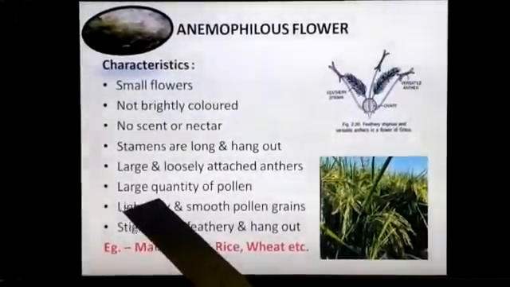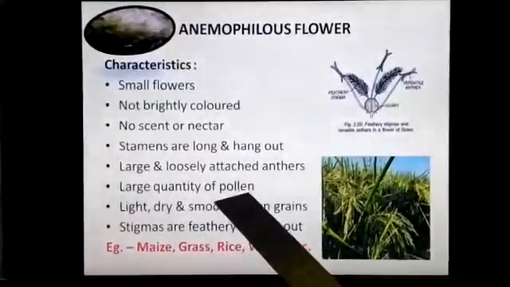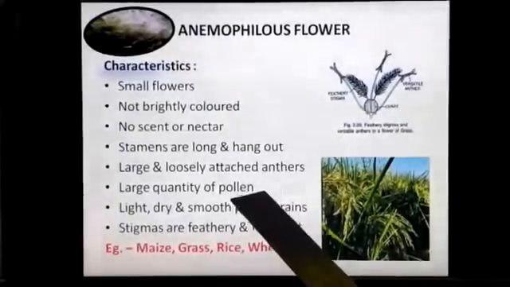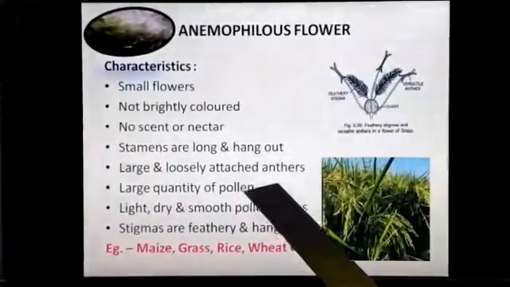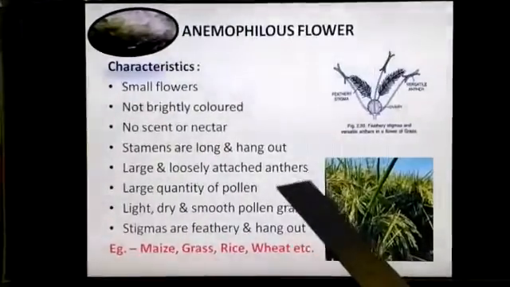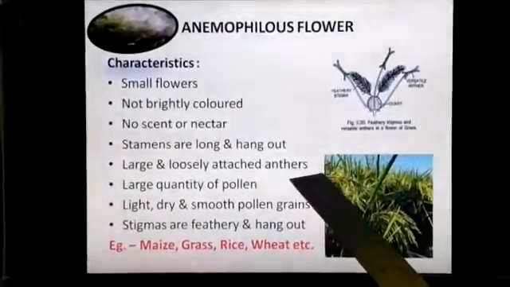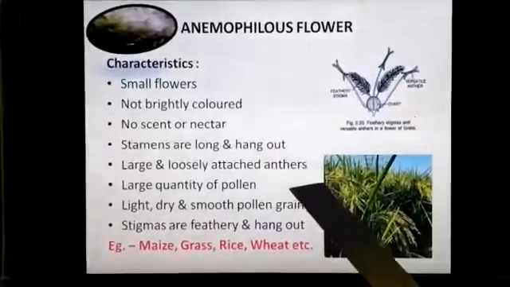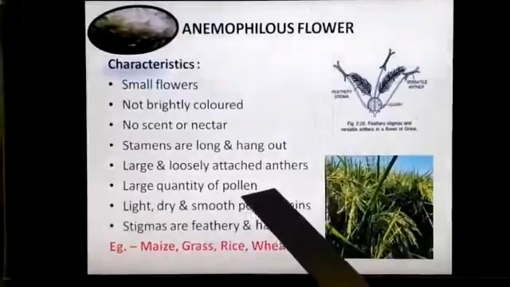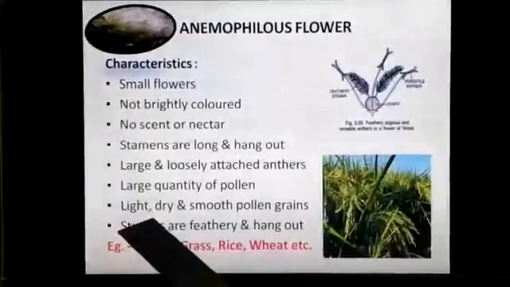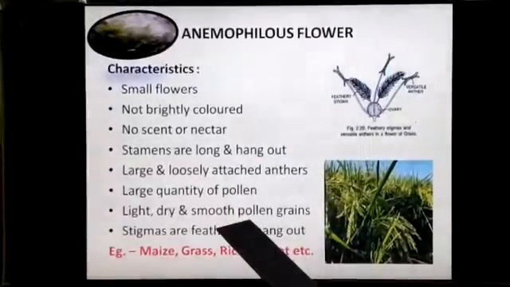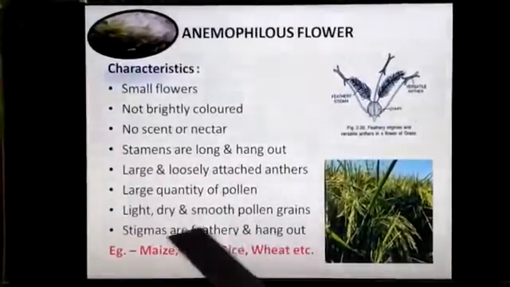Pollen grains are produced in large quantity by such flowers, because when wind carries pollen grains with it, the moment the speed of wind lessens somewhere, many pollen grains may fall on unfavorable places, on unfavorable plants also. Therefore, pollen grains are produced in large quantity. The pollen grains are light, dry, and smooth so that they can be easily carried by the wind.